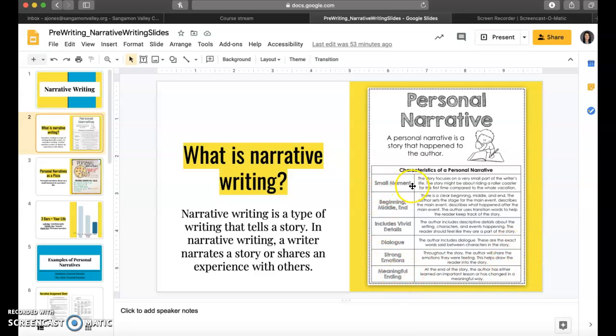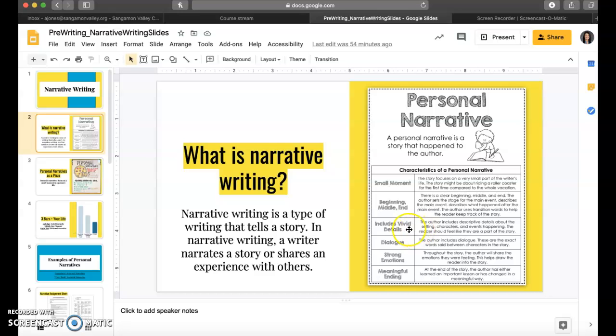So small moment, the story focuses on a very small part of the writer's life. The story might be about riding a roller coaster for the first time compared to the whole vacation. So we're looking at a small moment here. There's a beginning, middle, and end to your narrative. You need to set the stage in the beginning, describe the main event, describe what happens after the main event. Okay, use transition words, which we'll go over in a minute.